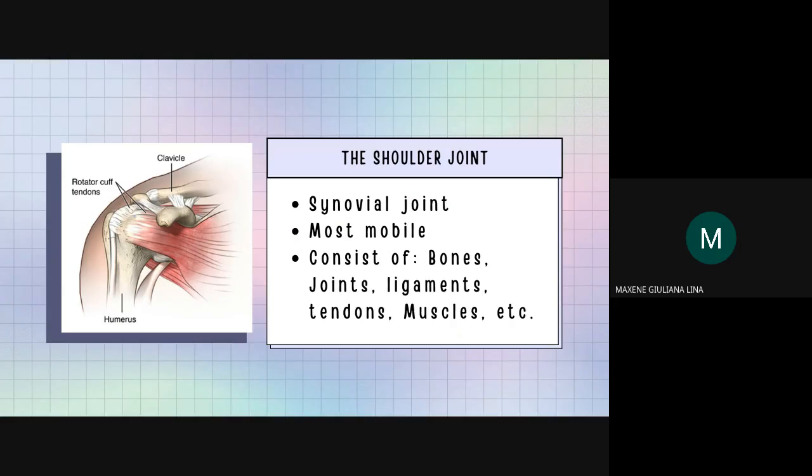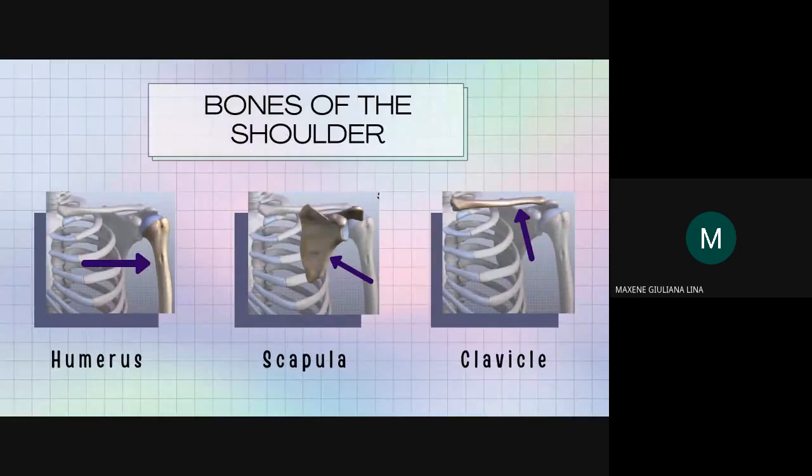To understand better, it is important to note the anatomy of the shoulder joint. The shoulder joint is a synovial joint which makes it the most mobile in the body. The synovial membrane lines the inner surface of the joint capsule and produces synovial fluid to reduce friction between the articular surfaces. The shoulder consists of bones, joints, ligaments, tendons, and muscles, which will be further discussed on the next slides. Next slide, please. The bones of the shoulder include the humerus, scapula, and clavicle.